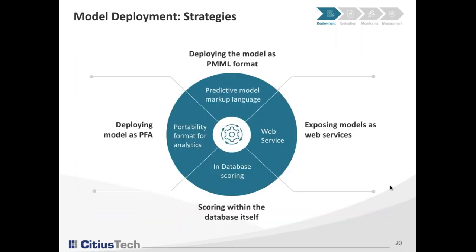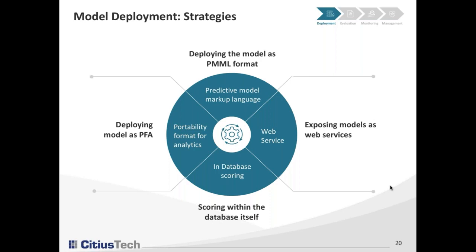So this slide outlines some common strategies when deploying models, going from development to production environments. There are 4 main strategies which are common in the industry. I'll just go over these very quickly. There's a lot of technical detail here, but I'll keep this at a high level for this discussion. So the first is deploying the model in PMML format, which is predictive model markup language.